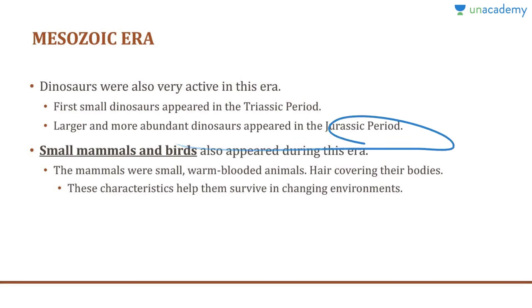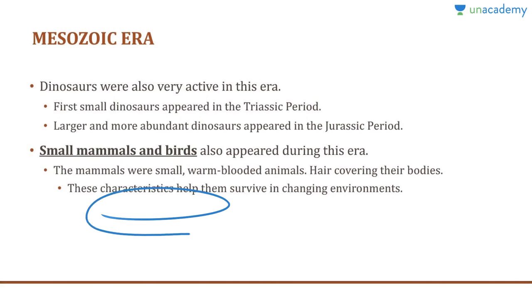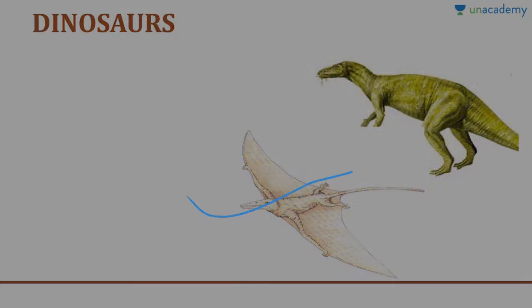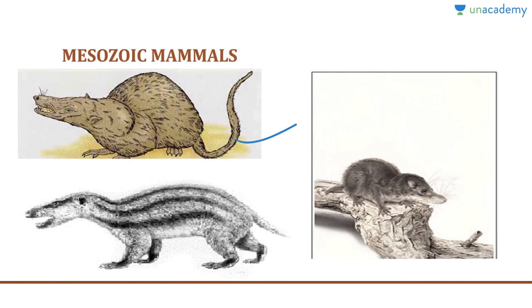Apart from dinosaurs, small mammals and birds were also prevailing. Especially their characteristics helped them survive in the changing climatic conditions. Because these were small, warm-blooded animals, that could help them in acclimatizing to the changing environment. So these were the Mesozoic animals. Dinosaurs, reptiles were there, right? These are the Mesozoic mammals, etc.